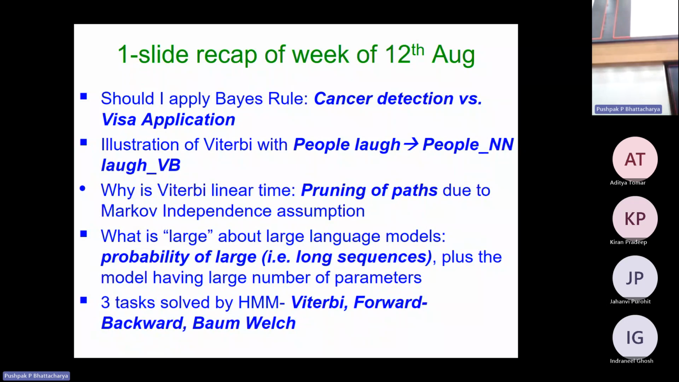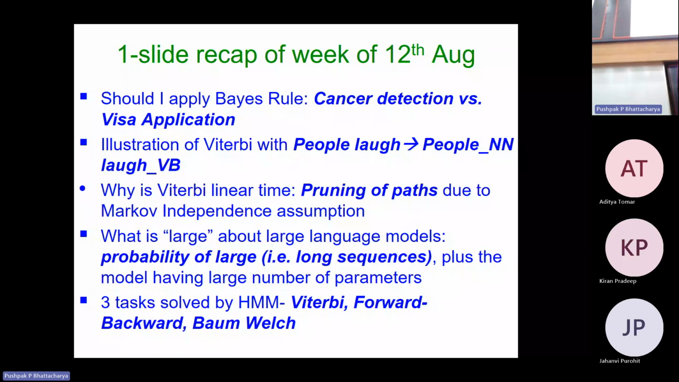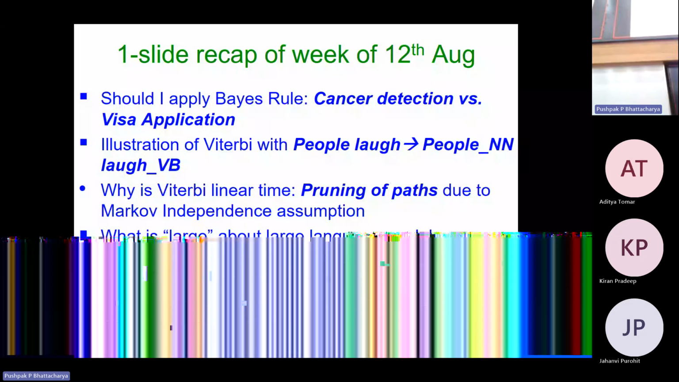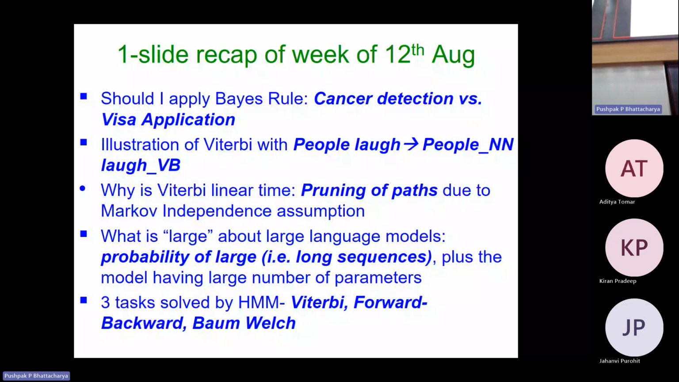And then we mentioned that there are three tasks which are solved by hidden Markov models: Viterbi, forward-backward, and Baum-Welch. The Viterbi algorithm is for finding the best possible state sequence. Forward-backward is for finding the probability of the observation sequence, and Baum-Welch is for finding the transition and observation probabilities for the machine from the data. So this is what was mainly discussed in the last week.